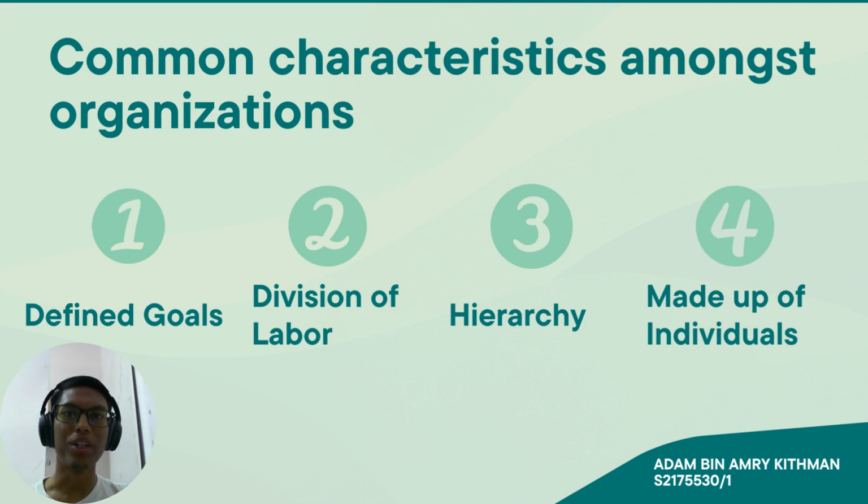So now we know what defines an organization, we can derive from the definitions that organizations will, to a certain degree, share common characteristics amongst each other. The first one being defined goals, second division of labor, then hierarchy, and then it is also made up of individuals. So from these characteristics, we know that an organization does not need to have a building. It can exist without a building because an organization is simply members that have goals and know how to achieve those goals through the division of labor and also the hierarchy. So we're going to take a look at the first one.